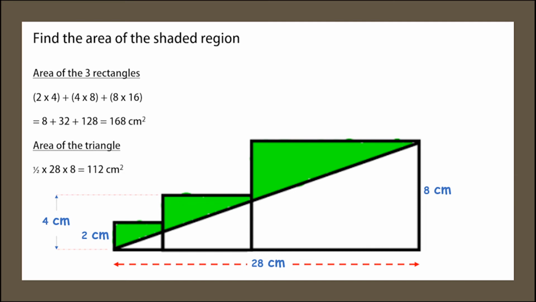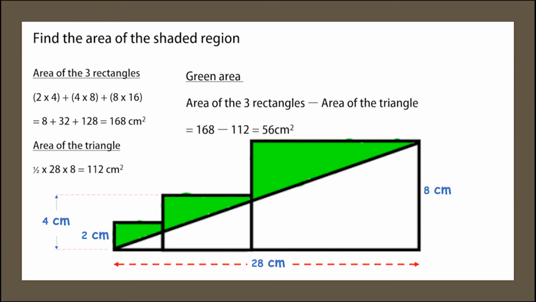To find the green shaded area, I can start with the area of the rectangles and subtract the area of the triangle. 168 subtract 112 gives us 56 centimeters squared. As a quick sense check to see if I have a sensible answer, I can see that the green portion in the 2 larger rectangles is less than half the area. So my answer of 53 centimeters squared out of a total 168 centimeters squared does seem sensible.